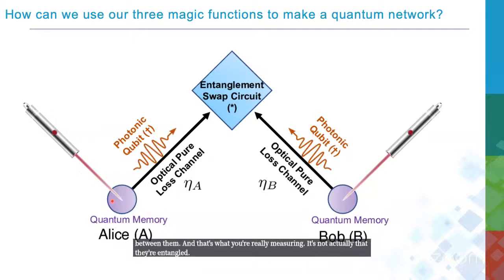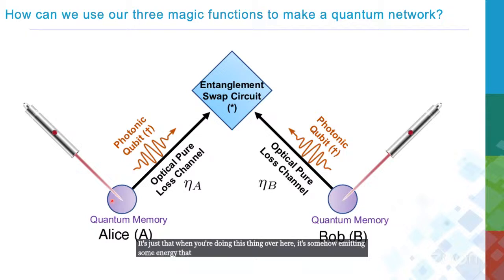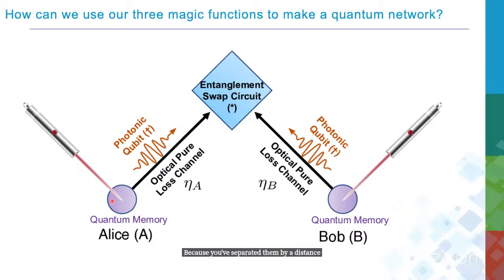It's just that when you're doing this thing over here, it's somehow emitting some energy that's traveling at the speed of light and influencing what's happening over here. No, you've ruled that out because you've separated them by a distance that is longer than the time it takes to make the two measurements.